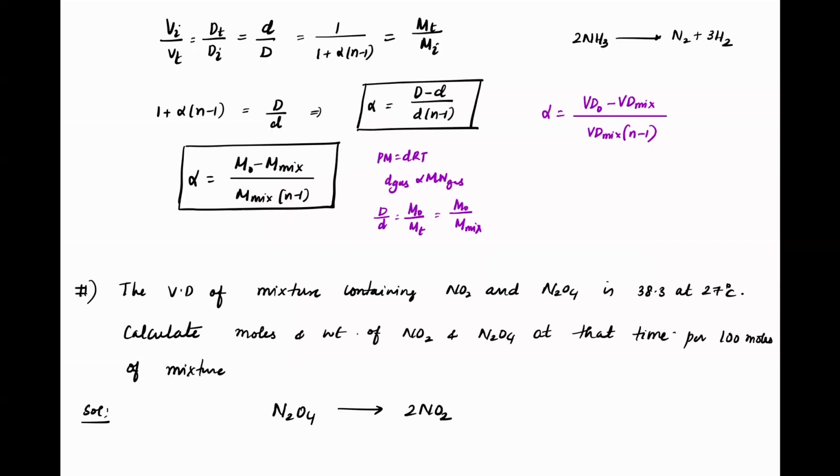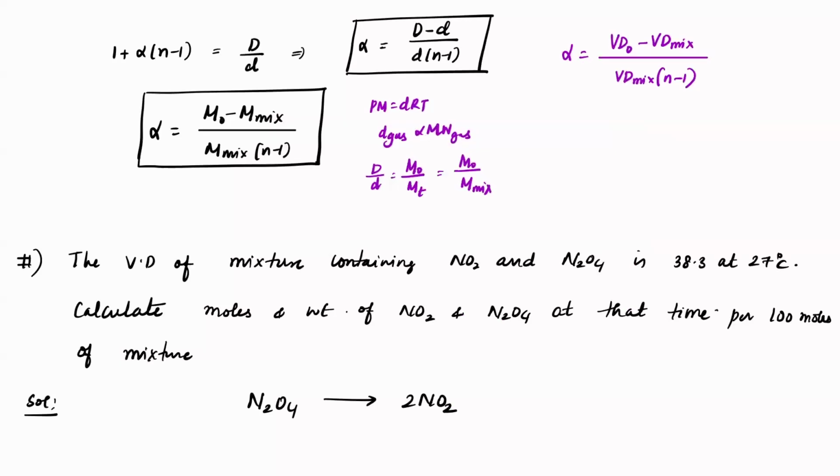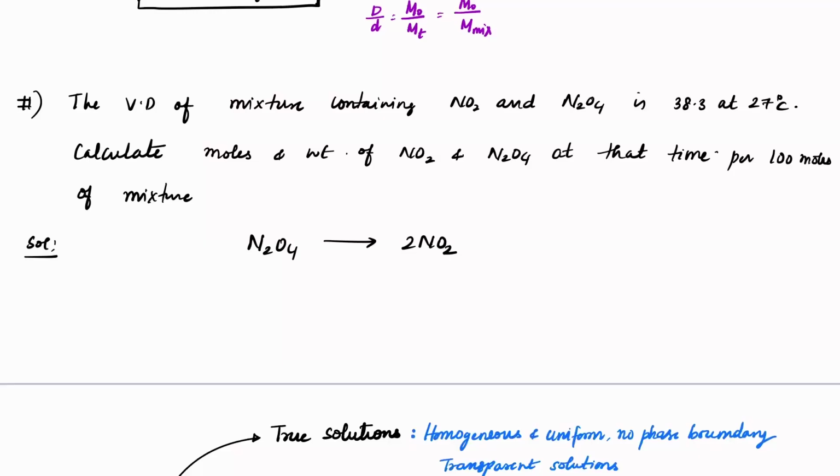The vapor density of the mixture containing NO2 and N2O4 is given as 38.3. That means when both of them are present in the mixture of gases, the vapor density is 38.3. Calculate the moles and weight of NO2 and N2O4 present at that time per 100 moles of mixture. So initially we had 100 moles, and now of course not 100 moles anymore, but the vapor density has been observed to be 38.3.